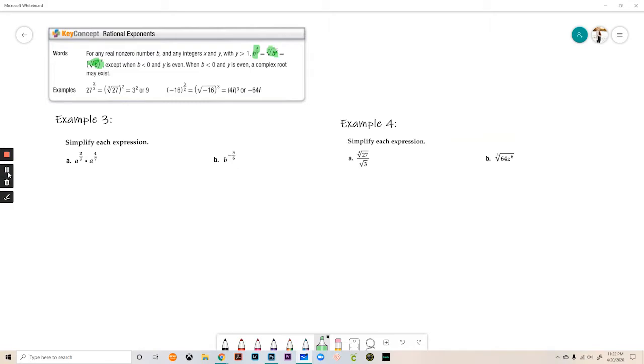And you can do that same thinking for the square root of -16, whatever that is, to the 3rd power.